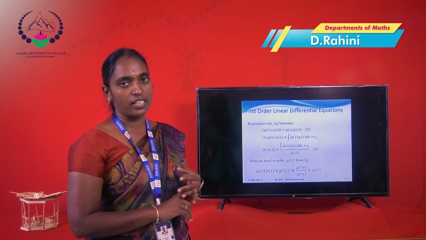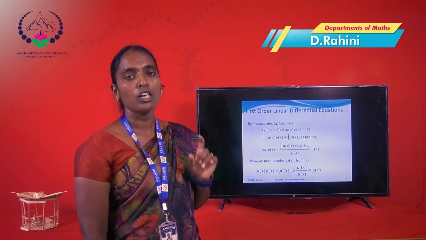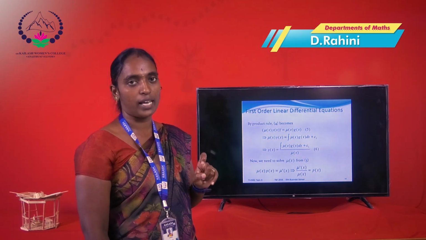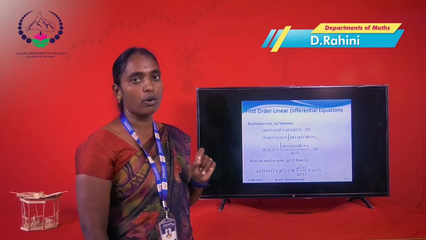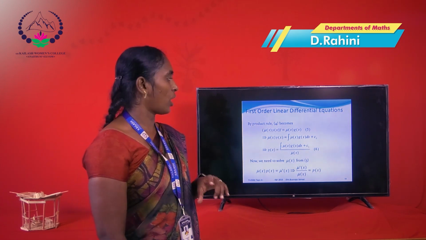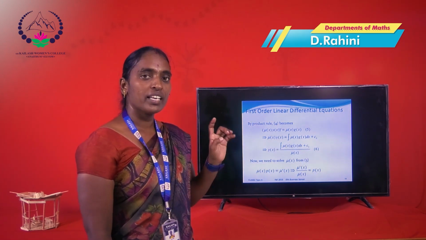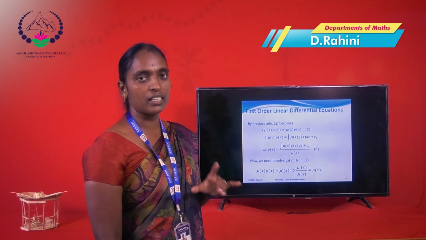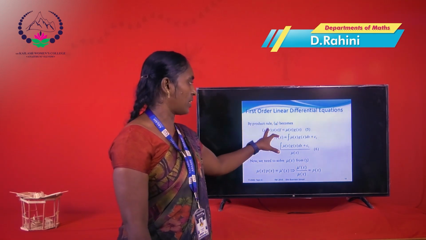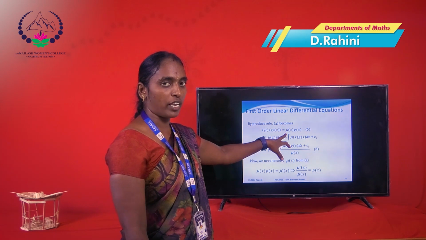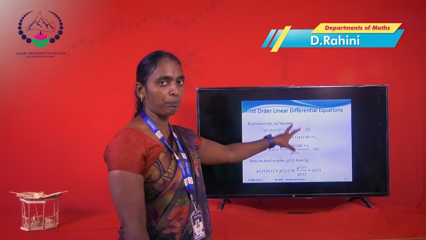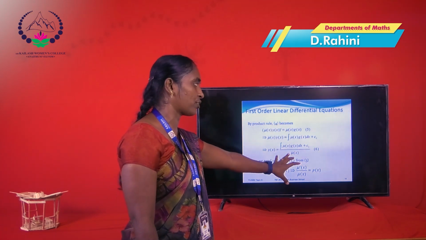So that equation is (uv)' = uv' + vu'. This condition we already studied. Now in the place of uv, here we have mu of x into y of x. So the first equation is (mu(x) y(x))' = mu(x) g(x). This is equation number 5.